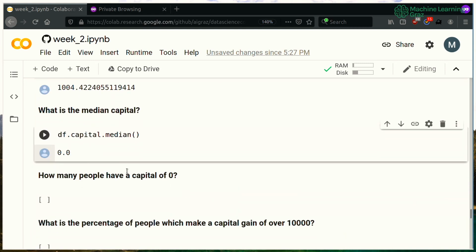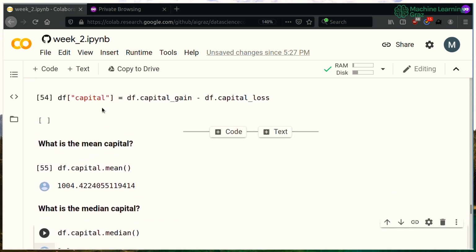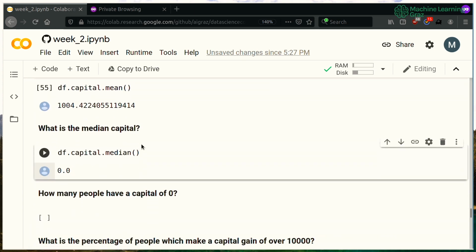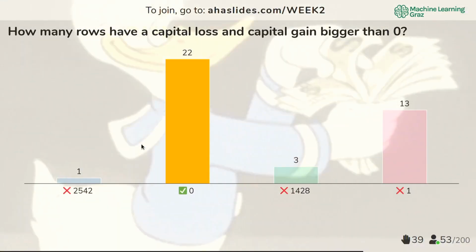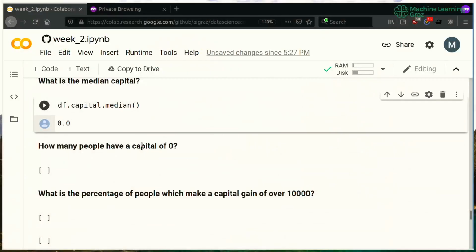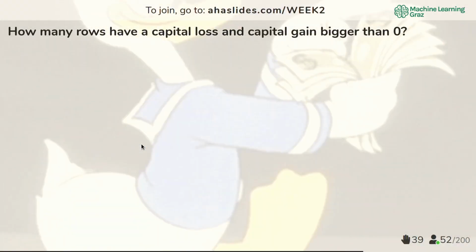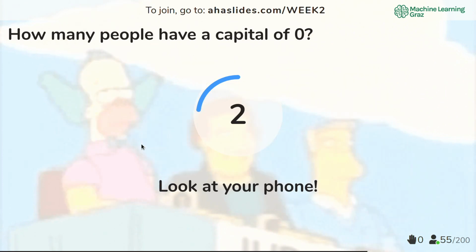Now, the next quiz is how many people have a capital of 0? So that's the question. And you will have exactly 45 seconds for that. And it will start right now. Okay, the quiz will start right now. So put your answer in. And let's see. So how many people have a capital of 0?